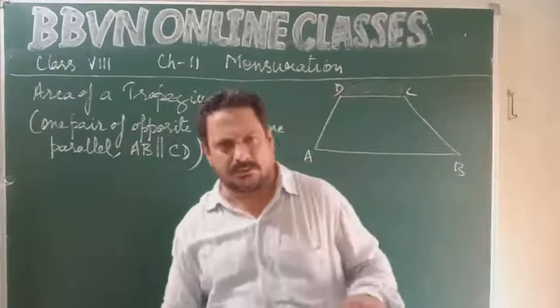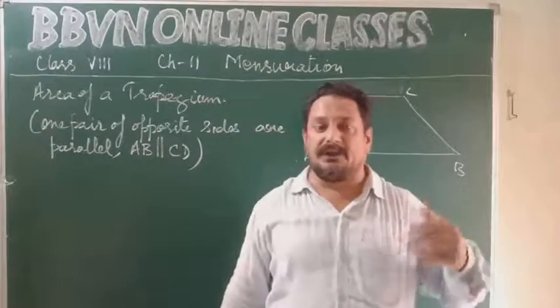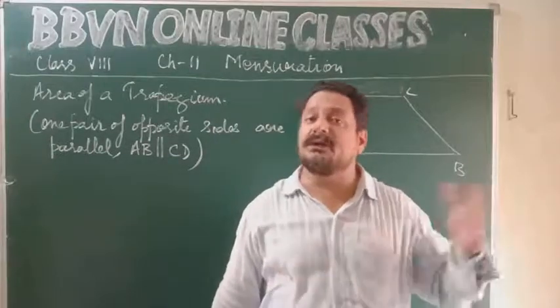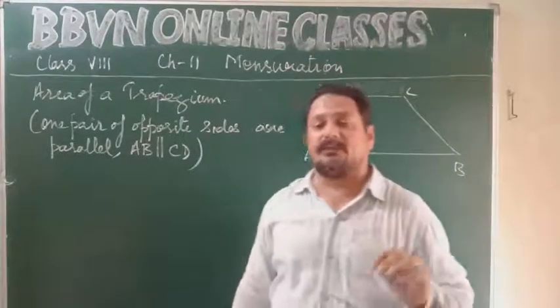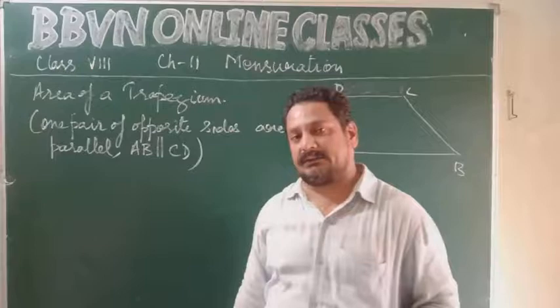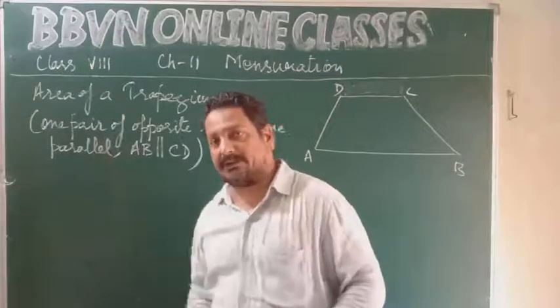Yesterday we have done a few questions which were based on areas of shapes like square, rectangle and all, which you have done in your earlier classes. Now today we'll discuss area of certain figures, some special quadrilaterals. So we have area of trapezium.